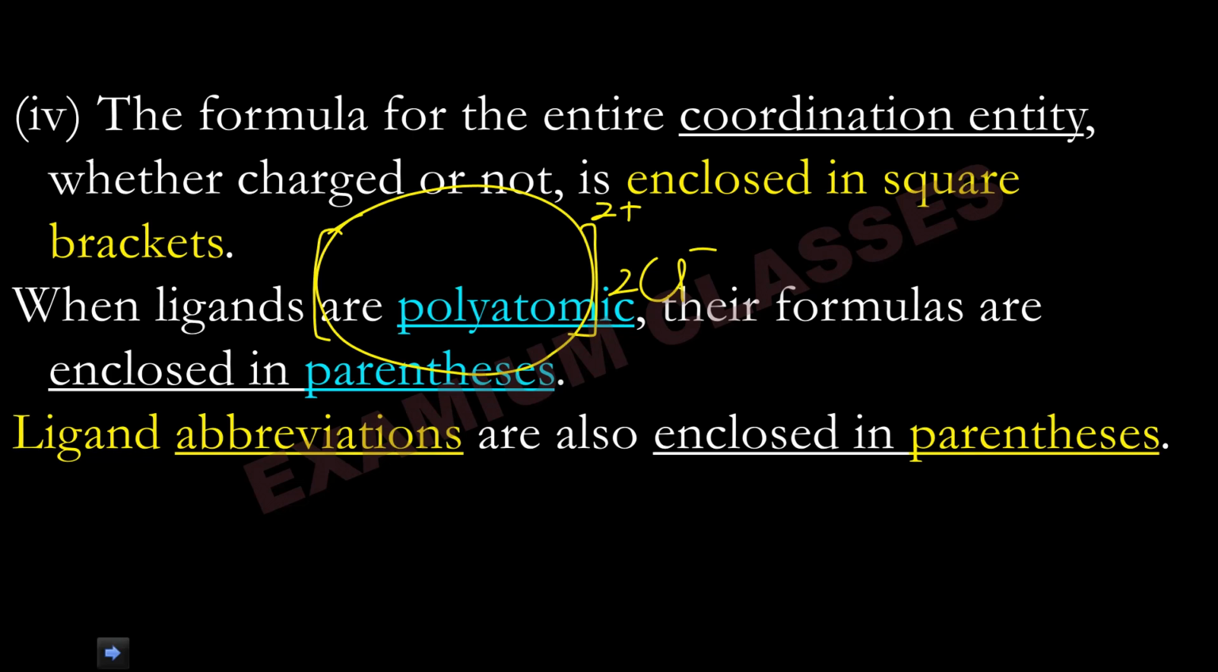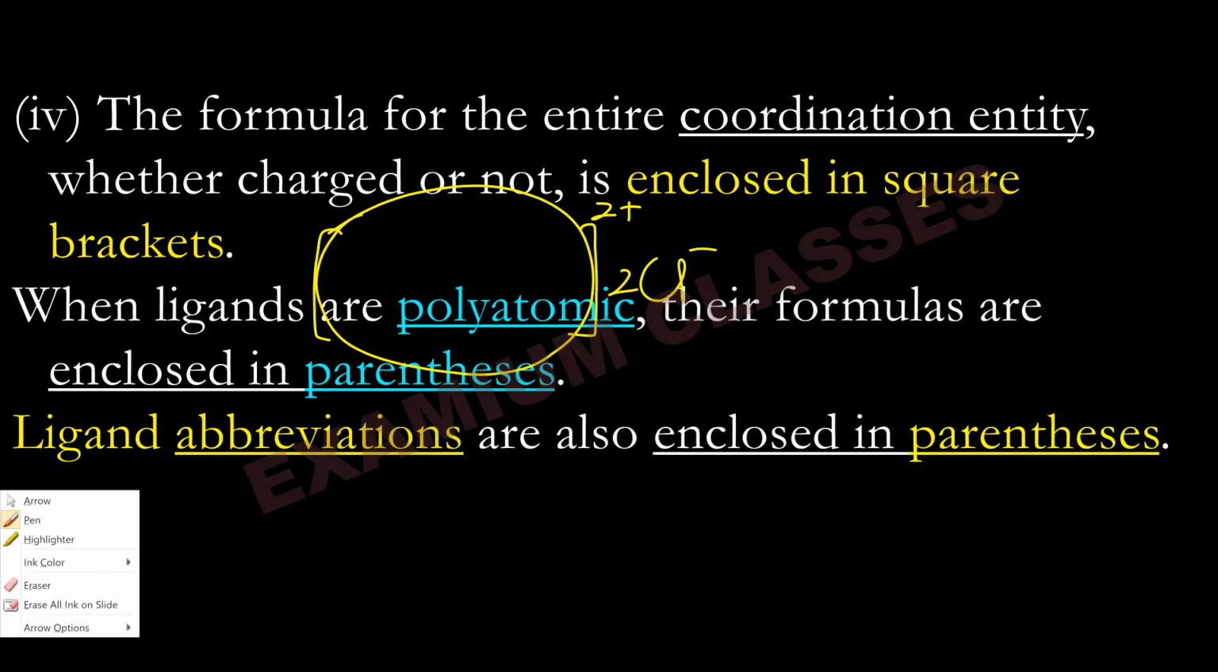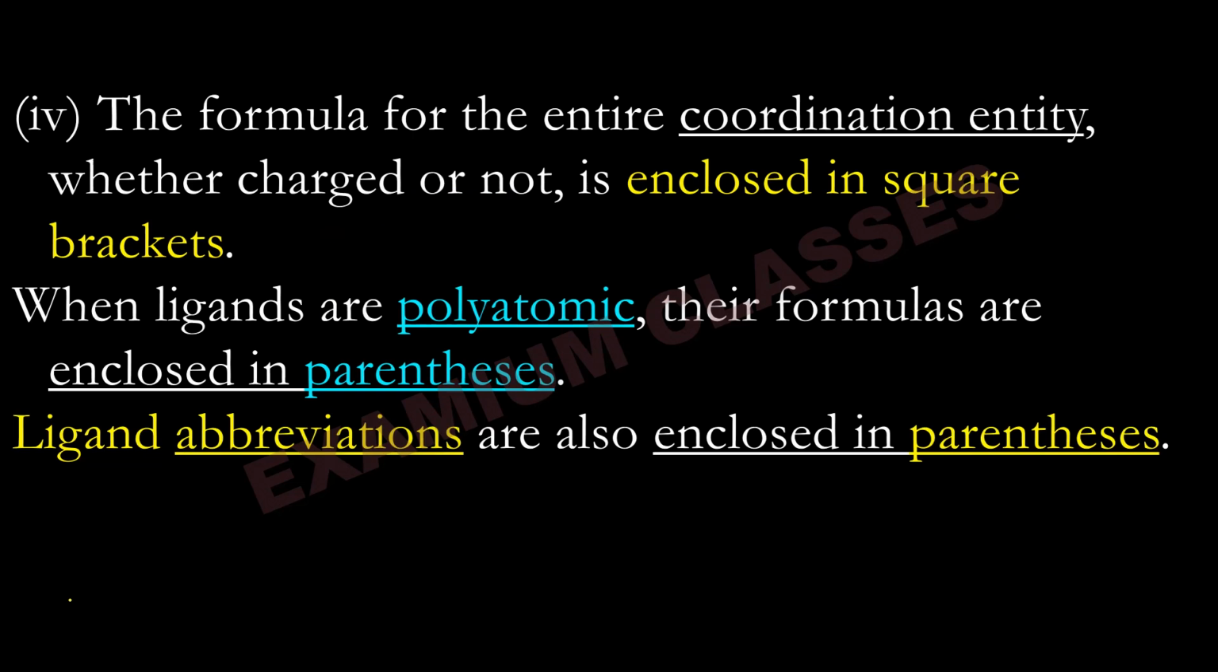I am coming to the examples. When ligands are polyatomic, their formulas are enclosed in parentheses. This is something you have already seen. Whenever I wrote NH3, it was in brackets. But chlorine was not in brackets. It was written just Cl3 like this. But NH3 was written as NH3 whole 6, or whole 4. So whenever I have a polyatomic ligand, NH3 is polyatomic, it has nitrogen and 3 hydrogens, more than one type of atom, in that case you will use parentheses.